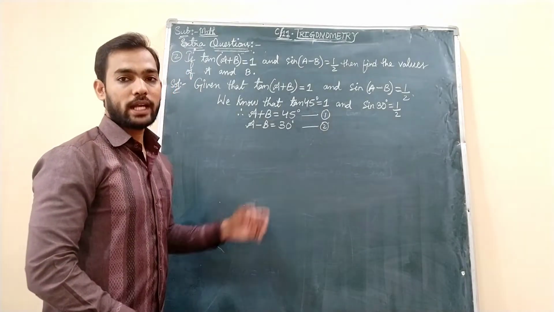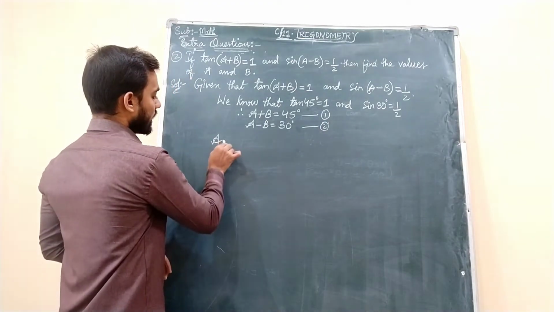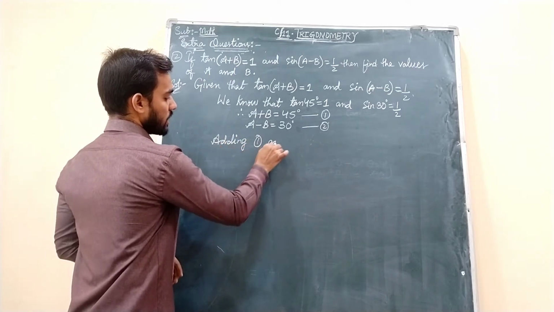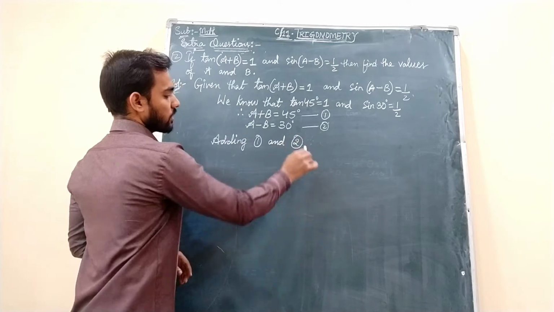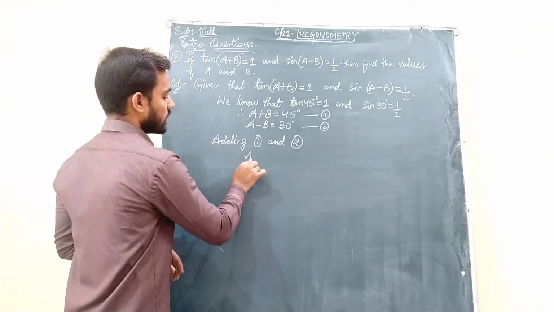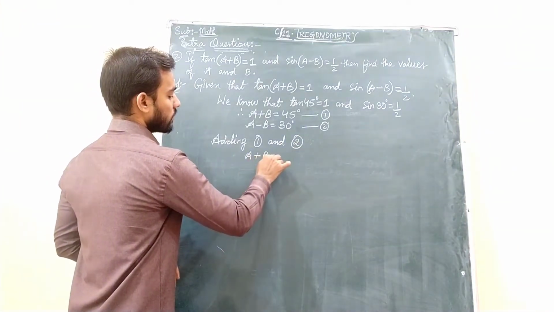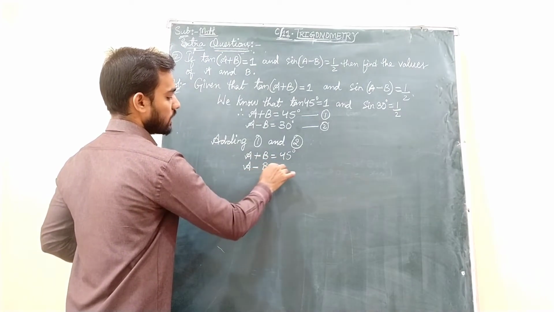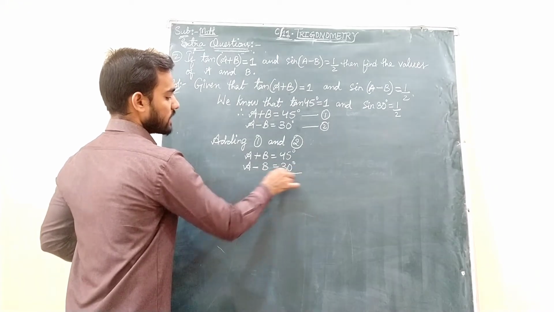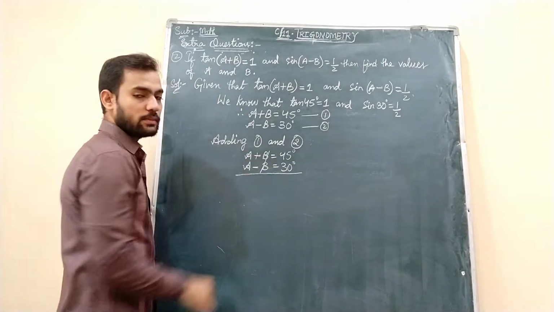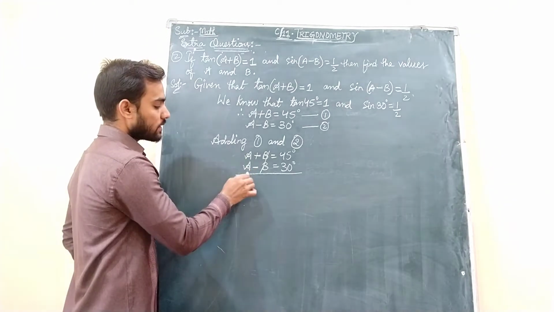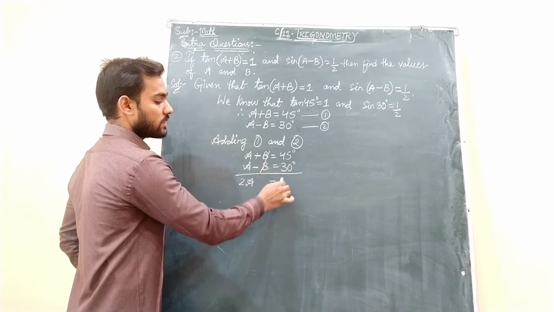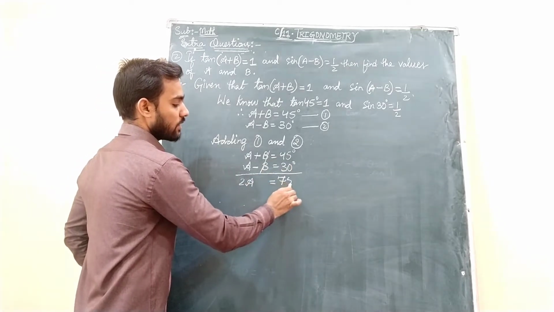Now we will go for adding both the equations, okay? Adding 1 and 2, right? So the first equation is a plus b equals 45 degree, and the second equation is a minus b equals 30 degree. As we are adding them, this plus b minus b gets cancelled, and a plus a gives you 2a equals 45 plus 30, which gives you 75 degree.